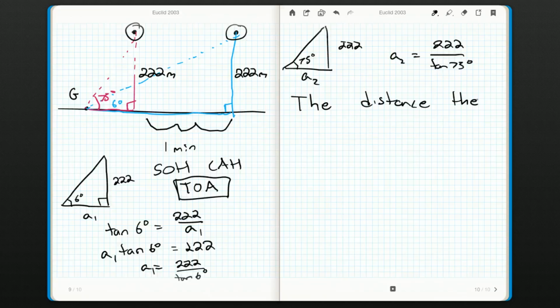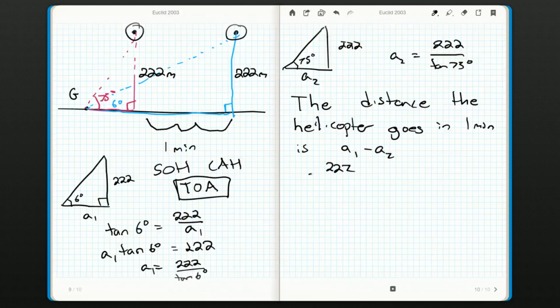So the distance the helicopter goes in 1 minute is A1 minus A2. So that's 222 over tan 6 degrees minus 222 over tan 75 degrees. Okay, great. I don't think I want to simplify that right now.